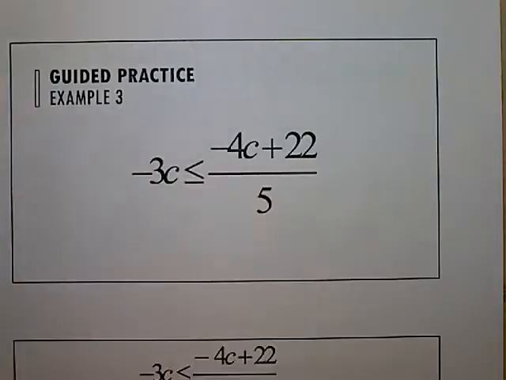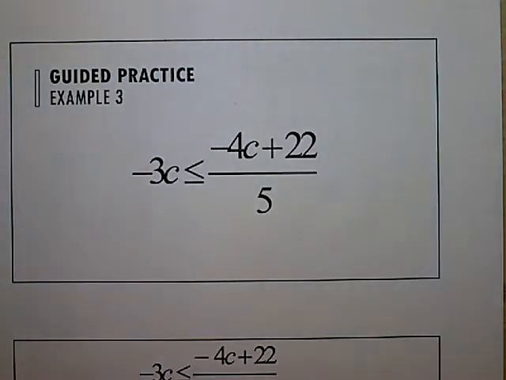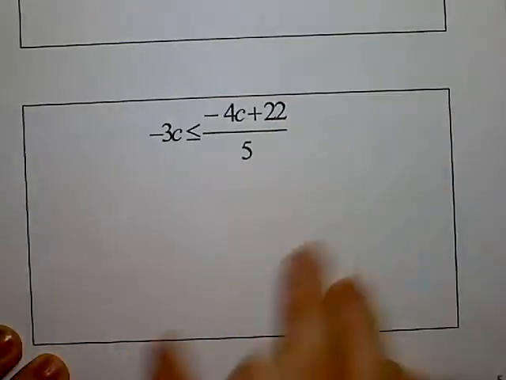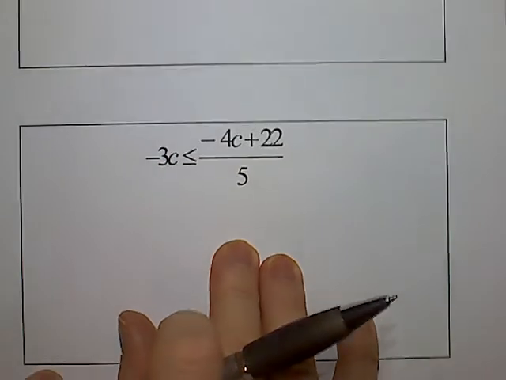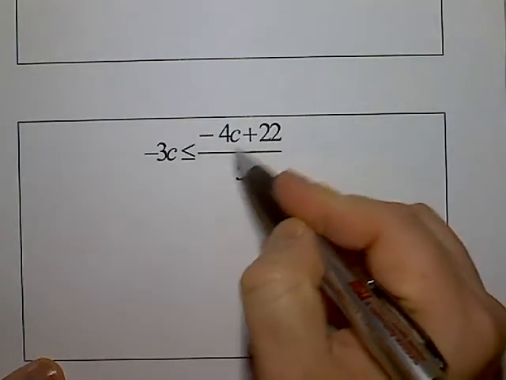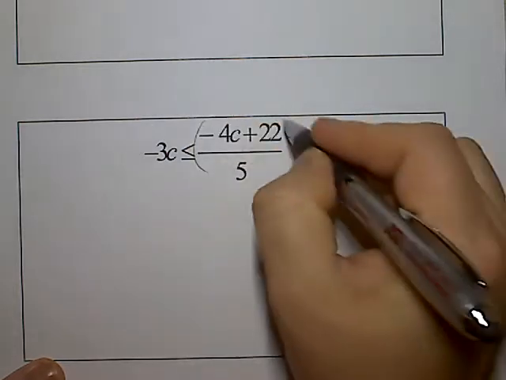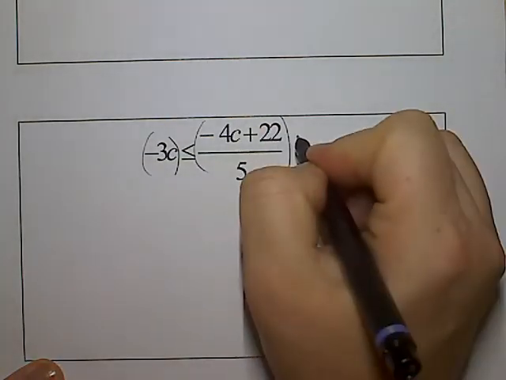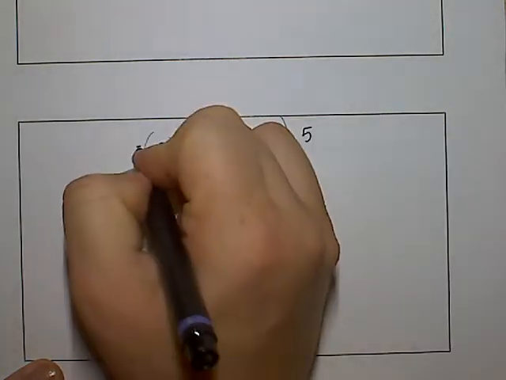Please look at example number 3. Example number 3 looks like this. Our goal is to simplify this problem. Remember, there is more than one way to do this. So I want to get rid of having a fraction. To do that, I'm going to put parentheses around both sides. And opposite of dividing by 5 is multiplying by 5.